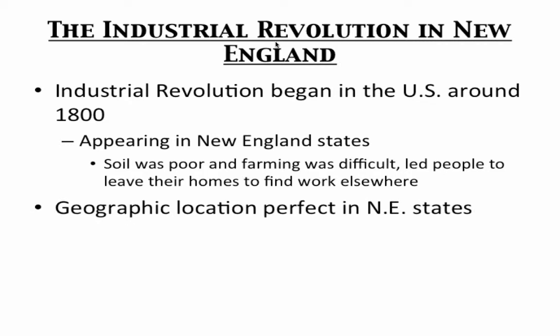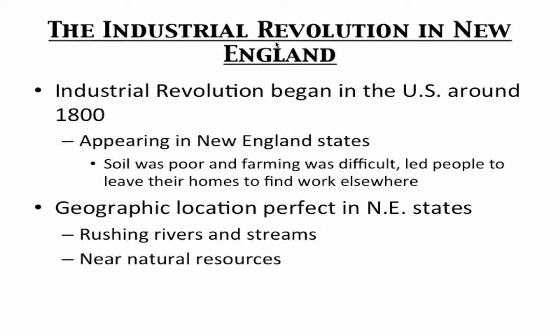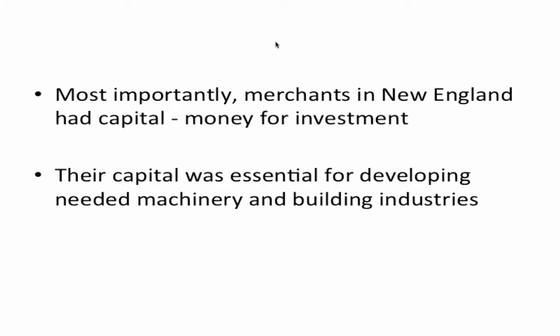The geographic location was also perfect in the New England states. They had a lot of rushing rivers and streams to use water power, again, like they had used in Britain. Other natural resources, trees, for instance, to build your mill, were very important. A lot of ports to easily ship your products in. Most importantly, however, merchants in New England had money. They had capital. They had the means to invest.